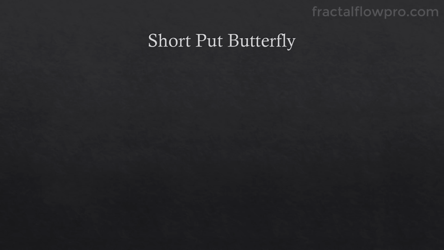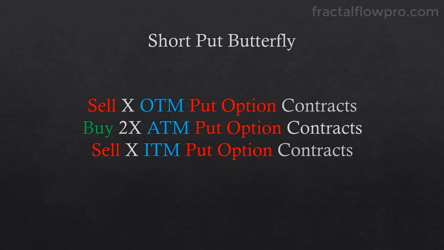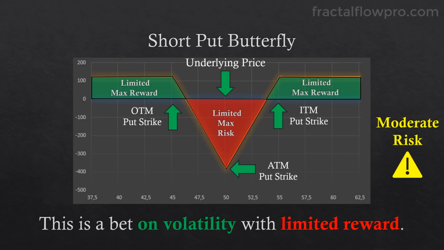The short put butterfly is exactly the same strategy as the short call butterfly, but instead of call option contracts, the strategy is built using put option contracts, so it consists in selling an X amount of out-of-the-money put option contracts, buying 2X amount of at-the-money put option contracts, and selling an X amount of in-the-money put option contracts. In terms of payoff, this is the inverse of the long put butterfly. The strategy becomes profitable if price moves away from the at-the-money strike in any direction, which is exactly the opposite of how a long put butterfly works.